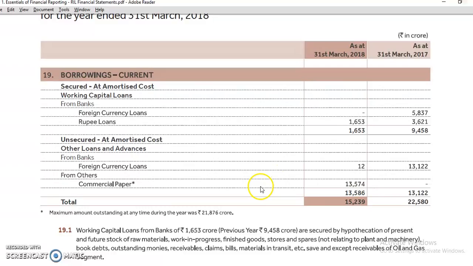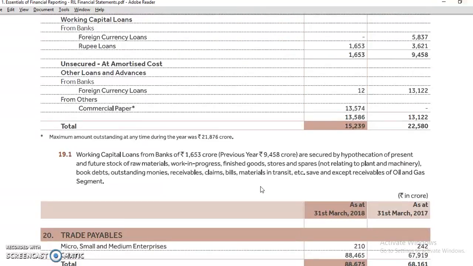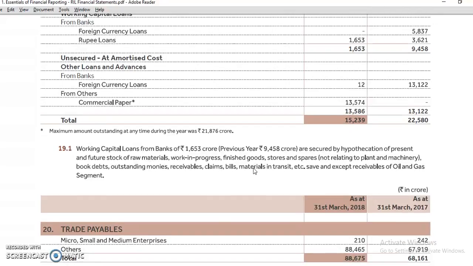Now what is commercial paper? It means they have launched a commercial paper to get loans from the public or from financial institutions. How they use this commercial paper, there is no detail about that in the financial statements. Most of the information you can get from the cash flow statements, which we'll look at in the next section.